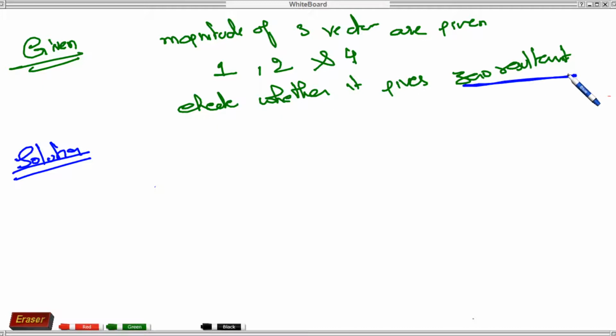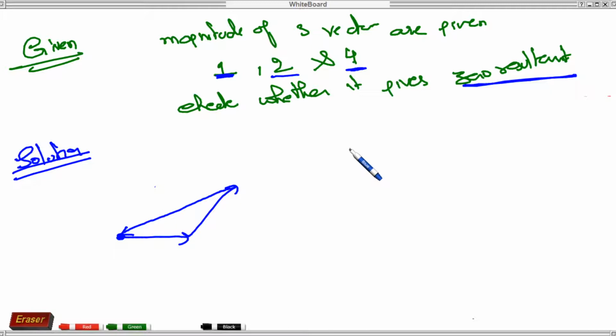Zero resultant comes in those scenarios when, like I told you, this is vector A, this is vector B, and suppose the third vector is this one. So the initial and final points are the same, so the magnitude of the resultant is 0. Here we are given the magnitudes of these three vectors.